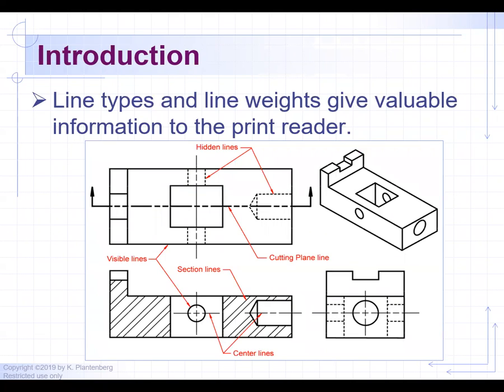Line types and line weight give valuable information to the print reader. As you can see here, these line types indicate that these are hidden. This indicates that this is a cutting plane. These indicate these are visible lines, and these are sectional lines, also known as hatches. And then we have these lines to indicate these are our center lines, also a line of symmetry.